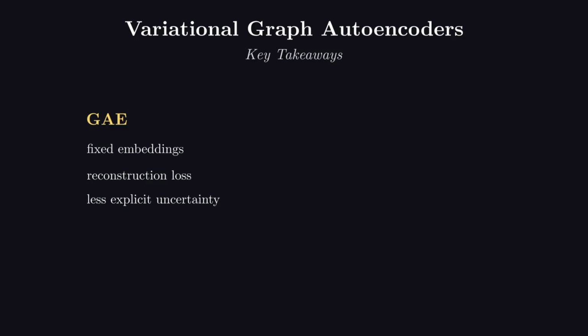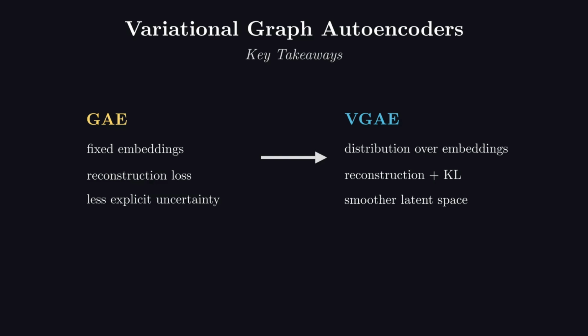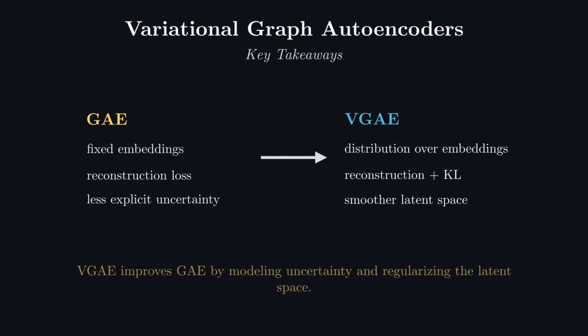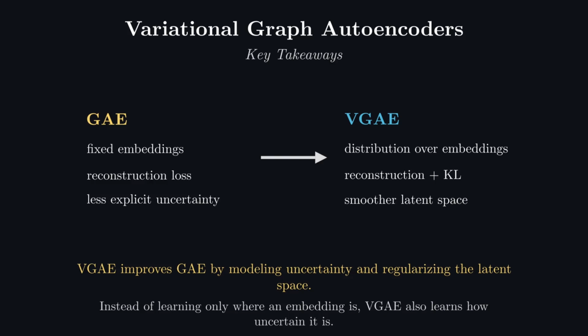Let's summarize the main idea. A standard GAE learns fixed embeddings and trains mainly through reconstruction loss. A VGAE extends this by learning distributions over embeddings. This gives us a probabilistic latent space. The reconstruction term still helps recover the graph structure. The KL term keeps the latent space smooth and regular. So compared to a GAE, a VGAE can model uncertainty more explicitly and learns a more organized latent representation. That is the core idea behind variational graph autoencoders.